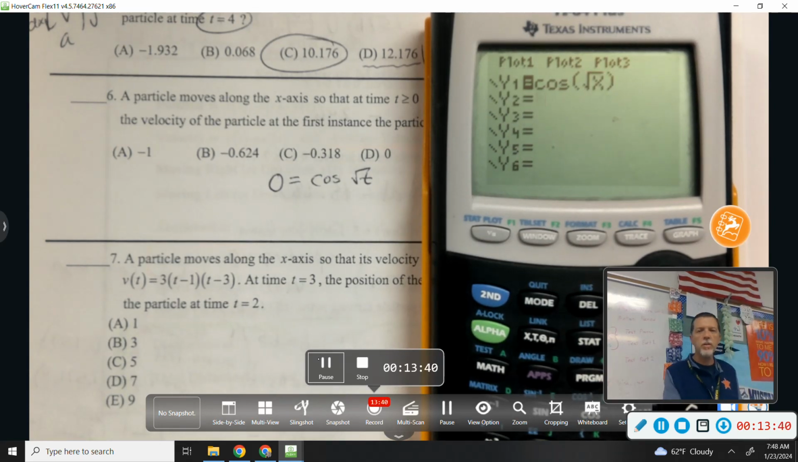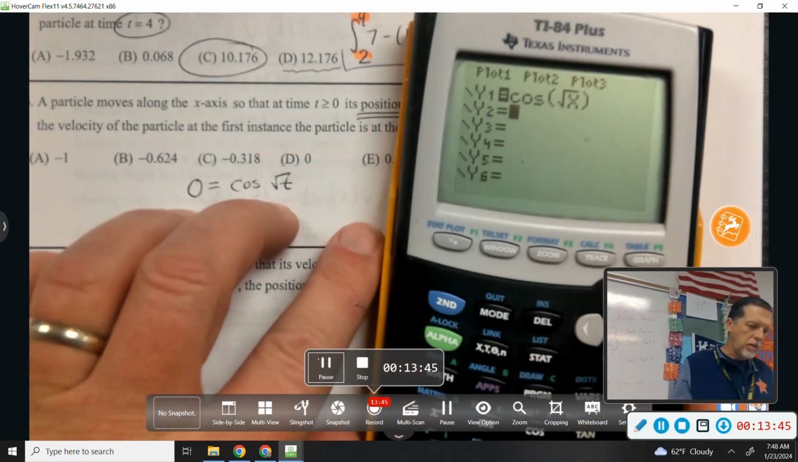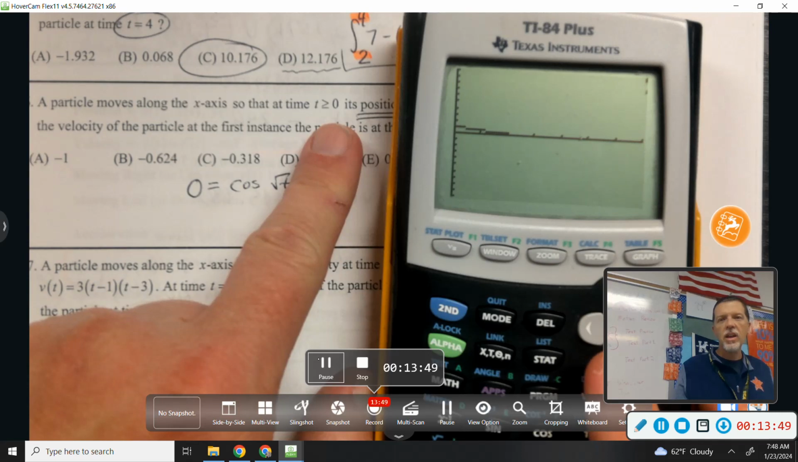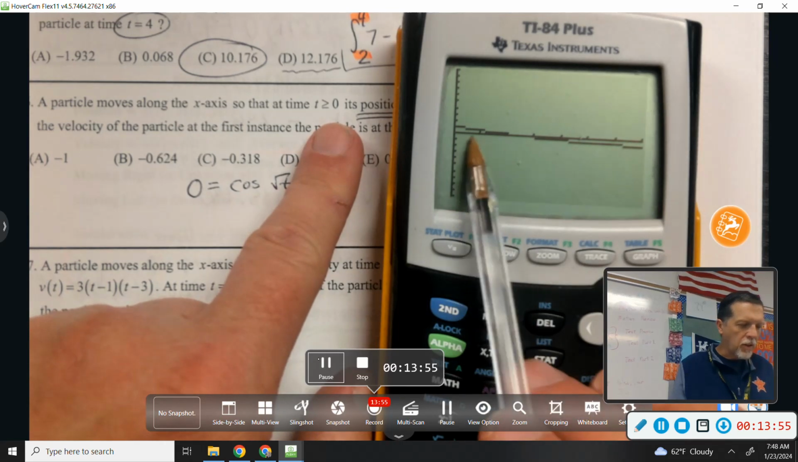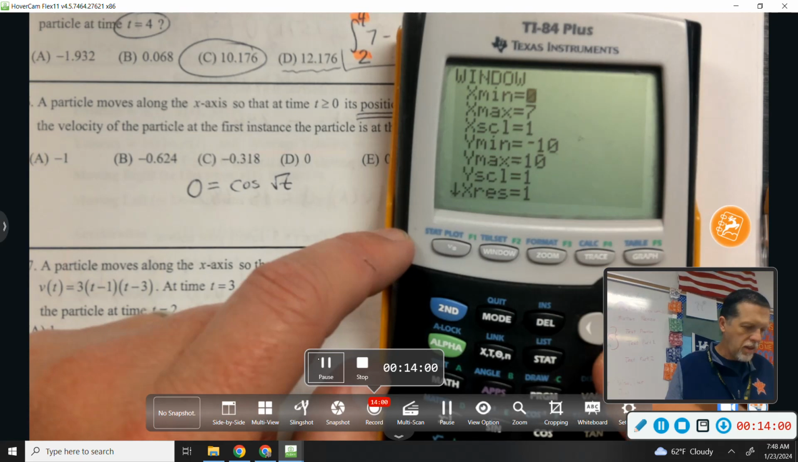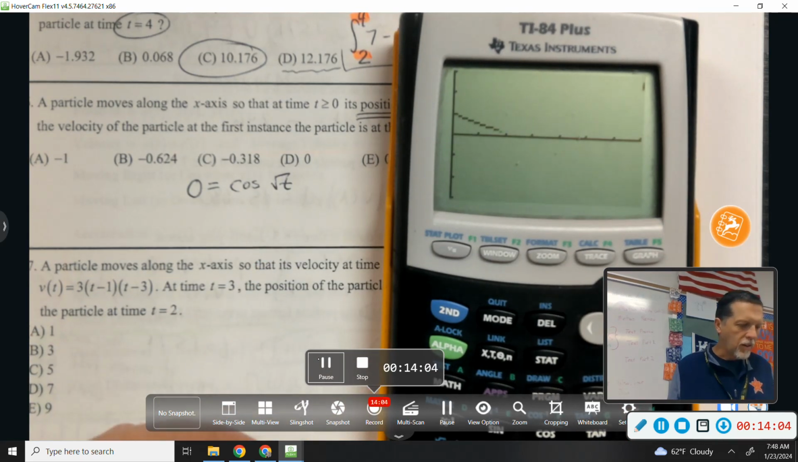Cosine of the square root. And I want to know where that's 0. It's probably going to be an oscillating function because of the cosine. All right, my scale isn't the greatest, but the first time it hits 0 is right there. Let's see. Change it up a little bit so you can see it better. Okay, so that's the time I want.